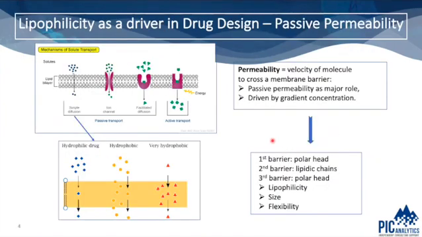So if we go to permeability, what is permeability? Permeability is really the velocity of a molecule to cross membrane barriers, knowing that gut membranes are bilayer membranes, or in fact 3 layers if we consider the polar heads, the lipidic chains, and again another polar head in contact with the plasma, so the blood.